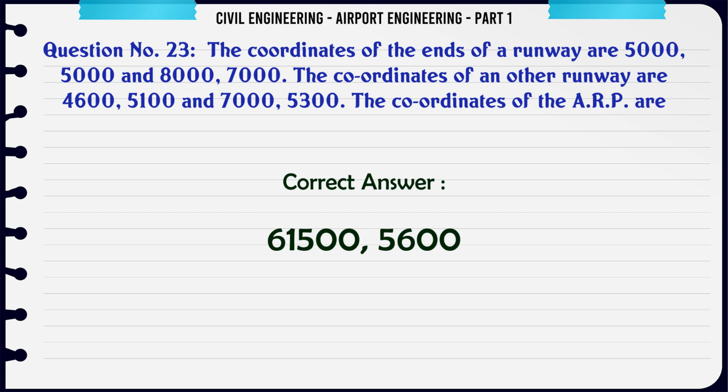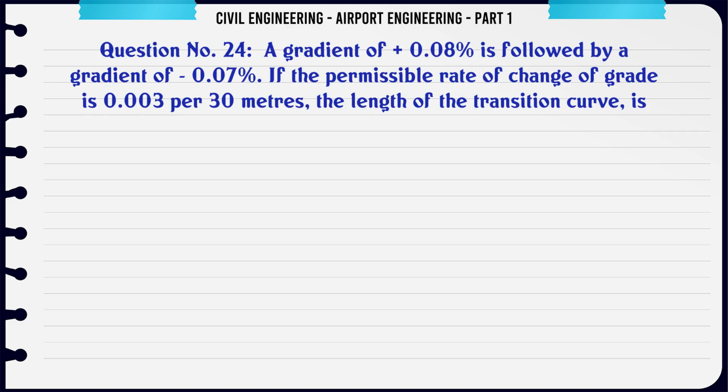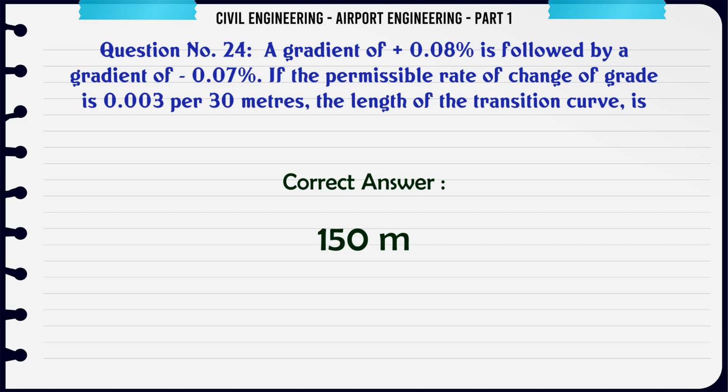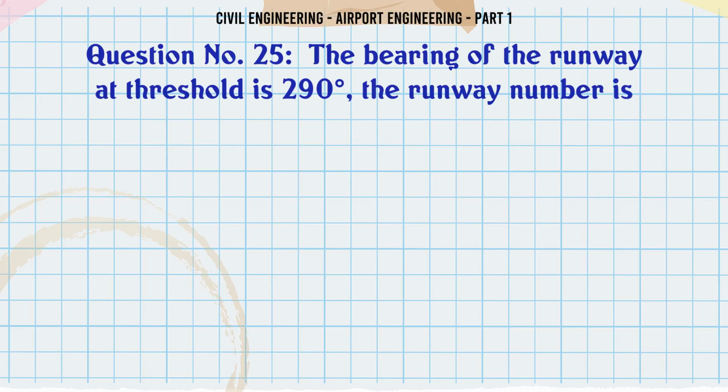5600. A gradient of plus 0.08% is followed by a gradient of 0.07%. If the permissible rate of change of grade is 0.003 per 30 meters, the length of the transition curve is: A. 150 m, B. 140 m, C. 160 m, D. 175 m. The correct answer is 150 m.